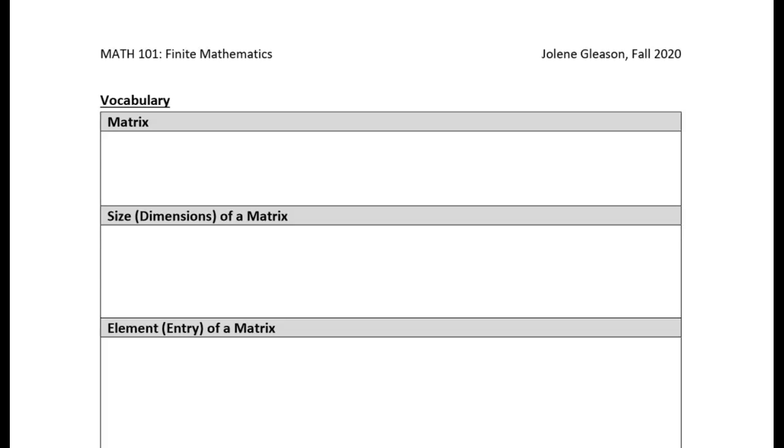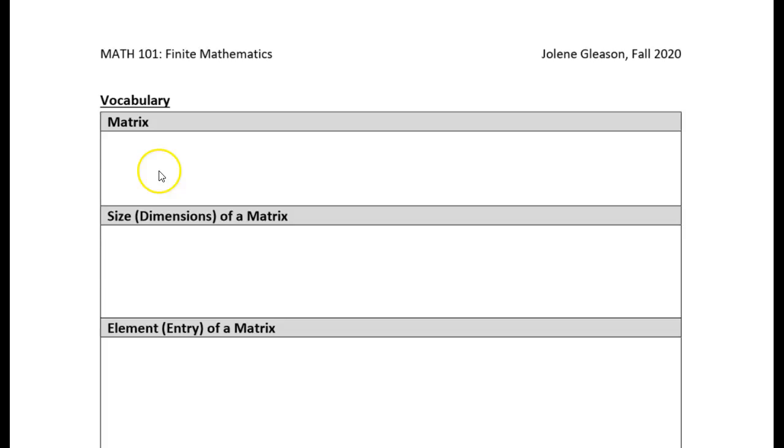All right, so before we go any further, I just want to summarize some of the vocabulary that we're going to be using. Now, we already used some of this vocabulary in the first example. So we use the term matrix, the dimensions of a matrix, and we talked about elements or entries in a matrix. So let's just summarize what we know so far.